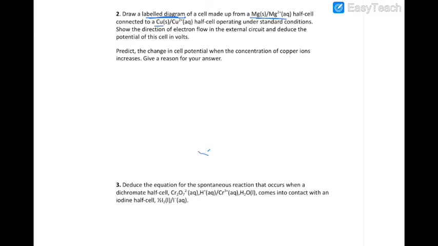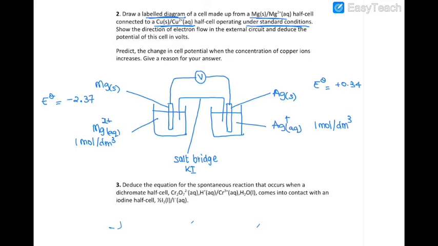You have to draw the labelled diagram of the cell. So the 2 half cells are given under standard state conditions, so you can put in the concentrations. So this is the diagram. For the magnesium half cell, the electrode potential is negative, and for the silver half cell, it's positive. So electrons will flow from the anode to the cathode. So this is going to be the anode here. So we have shown the direction of flow of electrons in the external circuit.